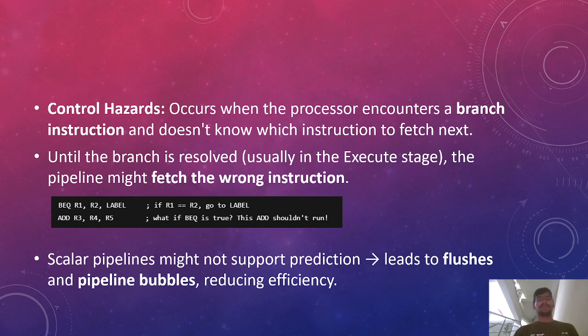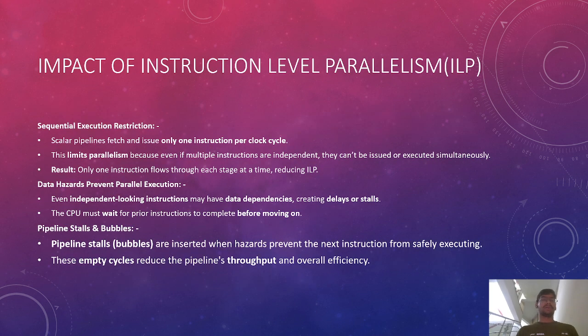Hence, this creates a hazard, which creates confusion for the architecture to choose or not choose the given lines of statements. And scalar pipelines might not support prediction. This leads to flushes and pipeline bubbles, reducing efficiency. Pipeline bubbles are also called stalls. Now, what is the impact? How does it impact instruction level parallelism?